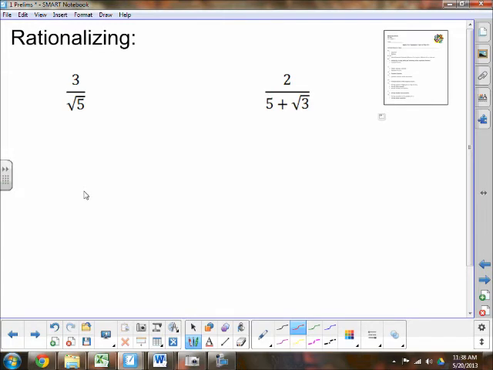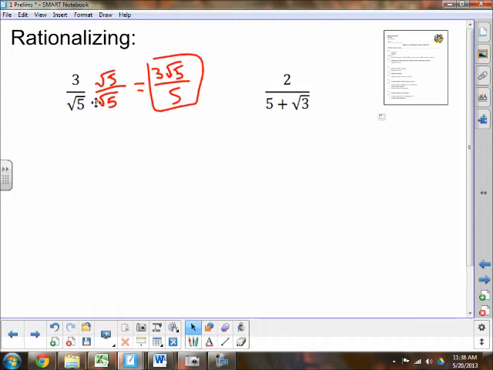Rationalizing. You saw rationalizing last year, the first time you saw it, you have a radical denominator. We don't like radicals in the denominator, so we have to get it out of there. In order to do that, I'm going to multiply by another factor of the square root of 5. The top and bottom, what I end up with is 3 square root of 5 over the square root of 5 squared. The square root of 5 squared is just 5. So that's a quick and easy way to get rid of my radical.